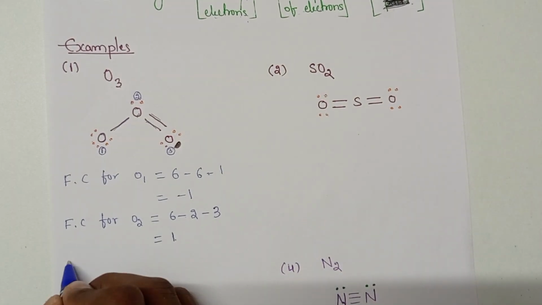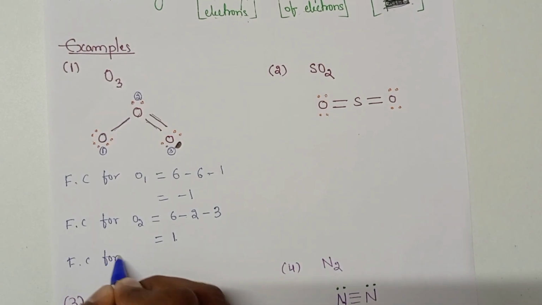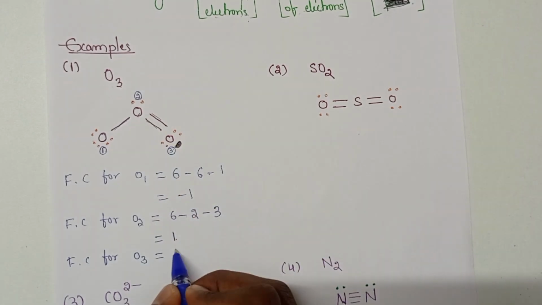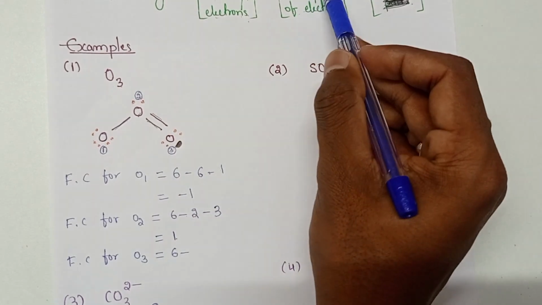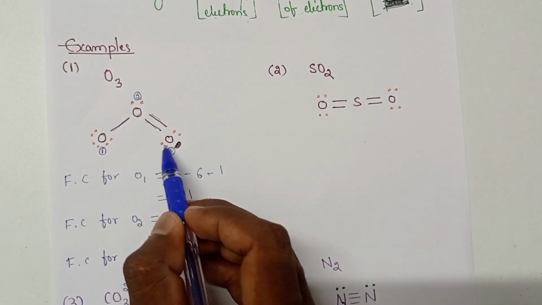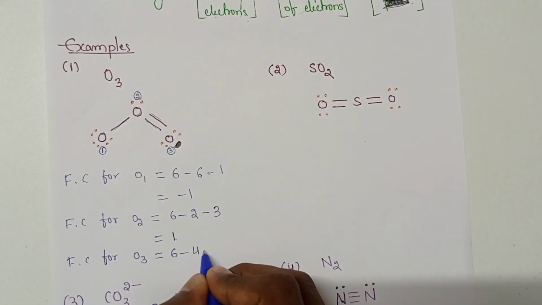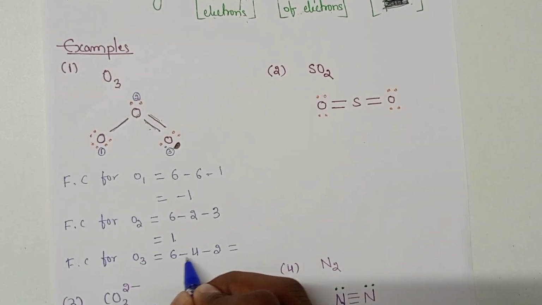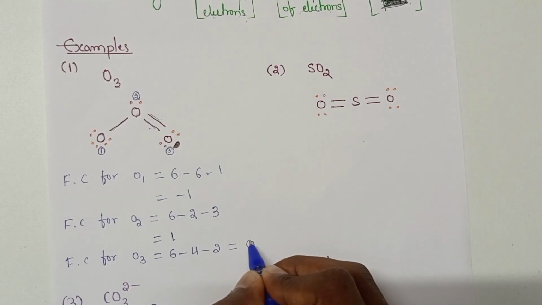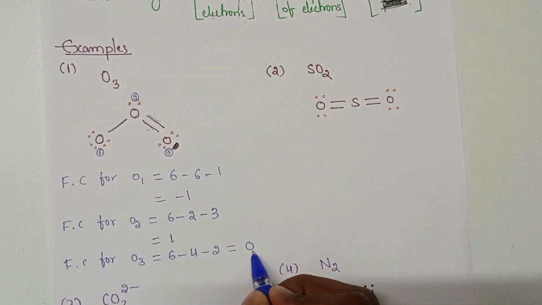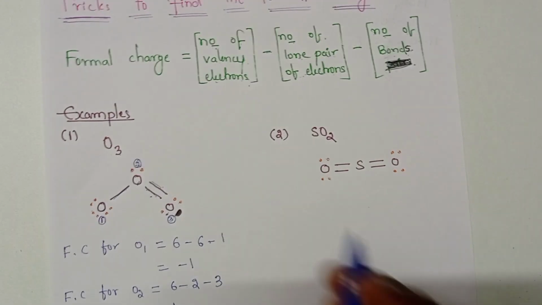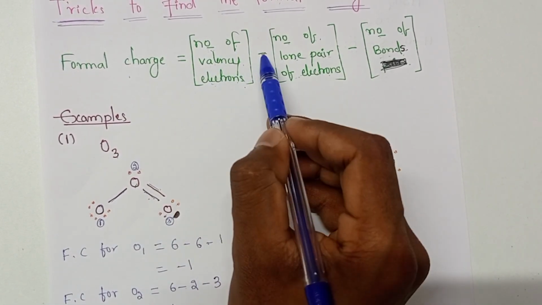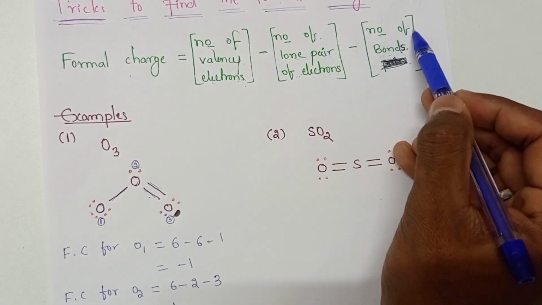Next, the formal charge for oxygen 3. For this oxygen the valence electrons are the same, 6, minus number of lone pair electrons, that is 1, 2, 3, 4, so 4, minus number of bonds, how many? 2. Therefore 6 minus 4 minus 2 is equal to 0. Therefore the formal charge of this oxygen is 0. This is how we can calculate the formal charge with the help of a trick: number of valence electrons minus number of lone pair electrons minus number of bonds.